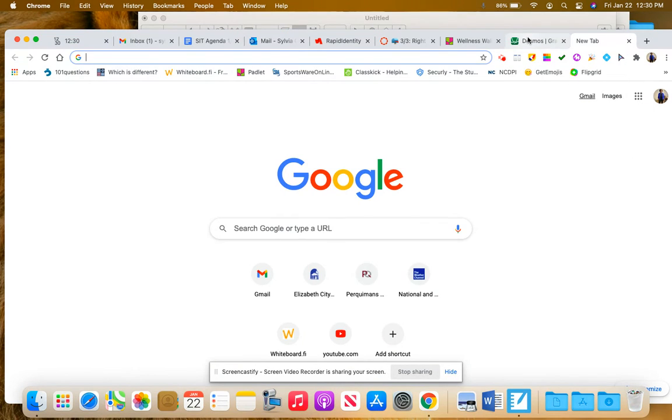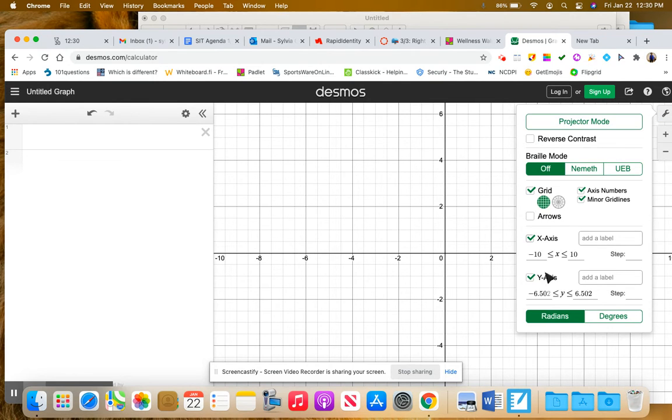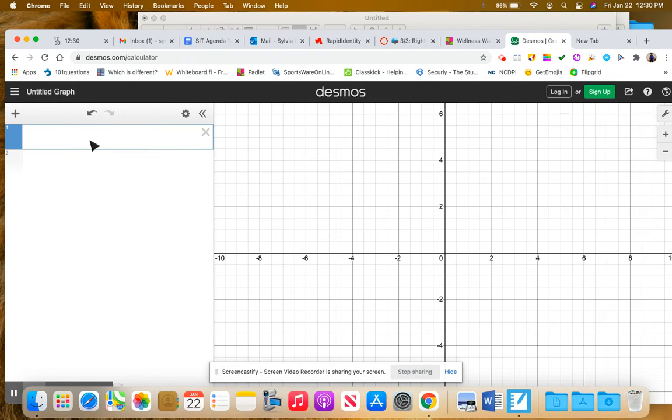When you open up a Desmos tab, since we are working with degrees, go to the tool-like icon that says graph settings. Click on that, and go down to the bottom and change it to degrees. From here, I can just type it in. We're typing in 10 times the sine of 34, and that is our answer.